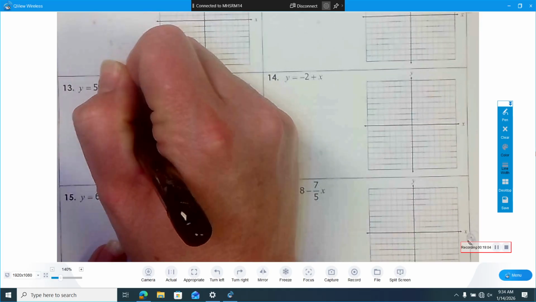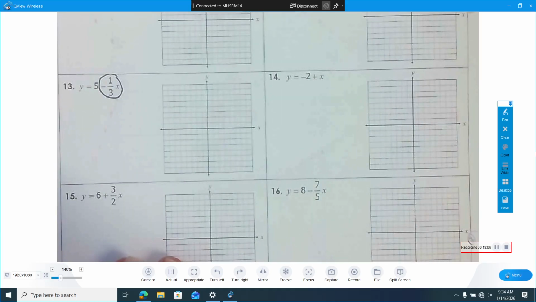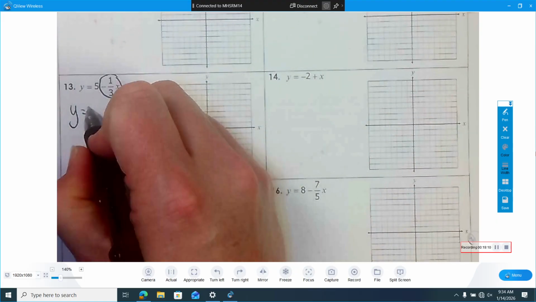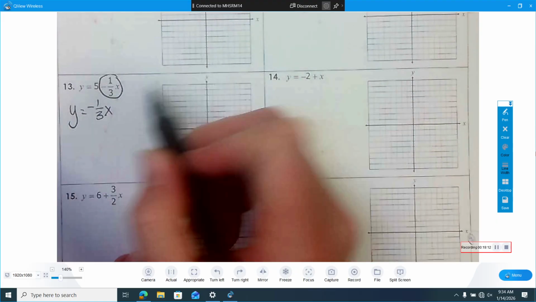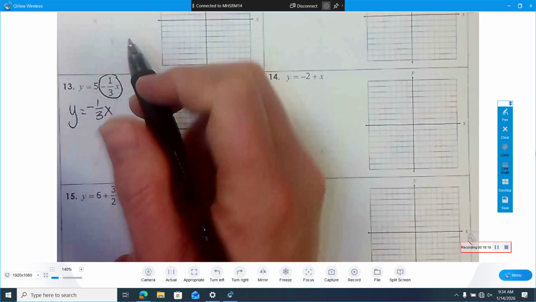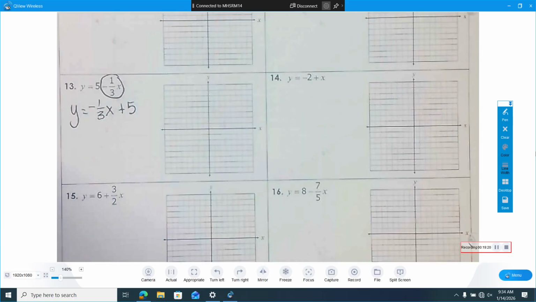I have this first term here that has the x, so I would normally see this whole thing, -1/3 x, and then is this a +5 or a -5? It's a +5. So if it were in order, this would be how it would look.